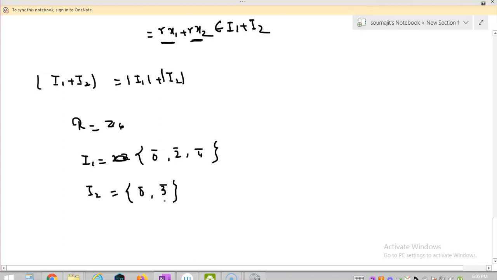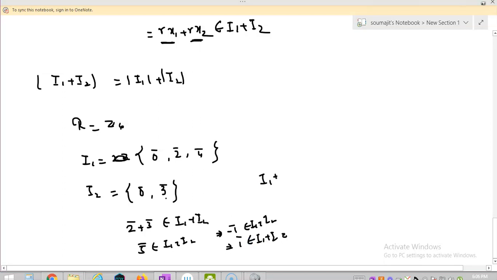Then what is I1 plus I2? You can see that 2 belongs to I1 and 3 belongs to I2. So 2 bar plus 3 bar belongs to I1 plus I2. Hence I can say that 5 bar belongs to I1 plus I2. If 5 bar belongs to I1 plus I2, then its inverse, minus 1 bar, belongs to I1 plus I2, and it will imply 1 bar belongs to I1 plus I2, and it will imply I1 plus I2 is equal to Z6.